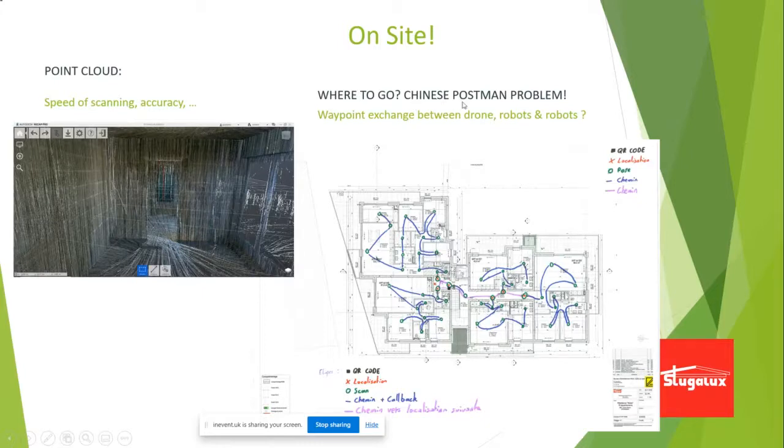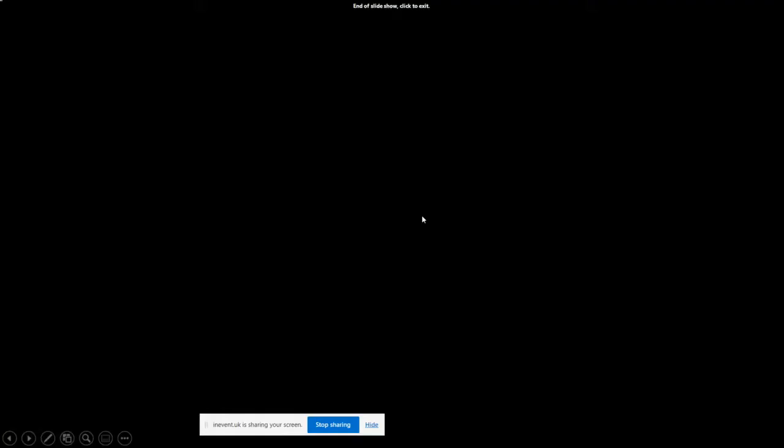And the technical term, to me, is the Chinese postman problem. How do we most efficiently find a way to get this up and running, and to scan this apartment in the most efficient way? And also, what I don't know is what happens if we have to exchange this plan between a drone, a robot, and a different robot. Because I can tell you now already, this is not the last robot that you're going to see at Stugalux's construction sites. That's basically from me.